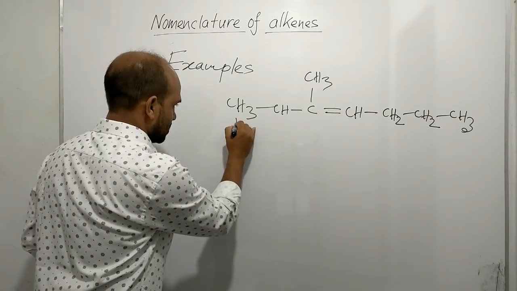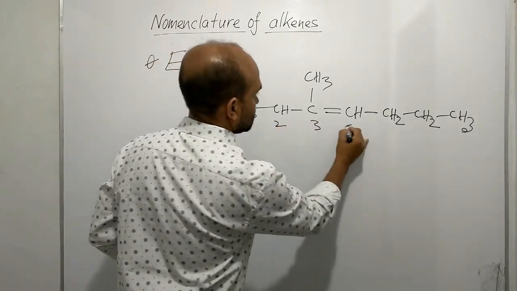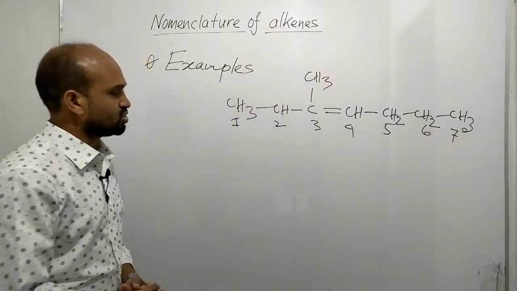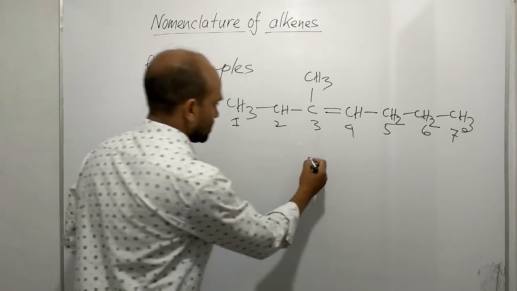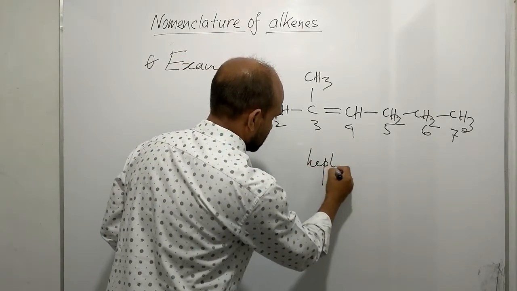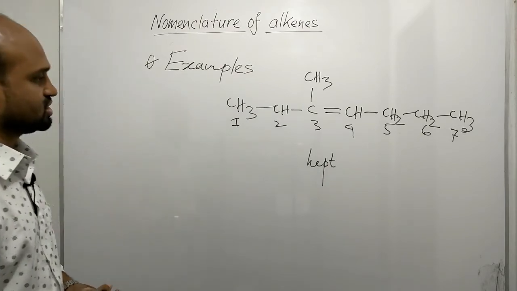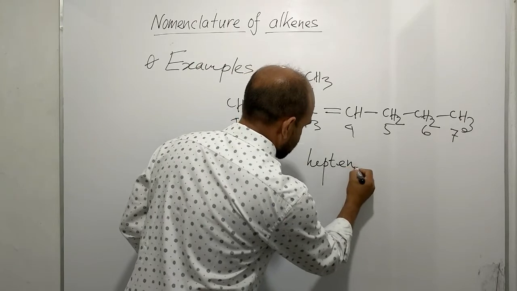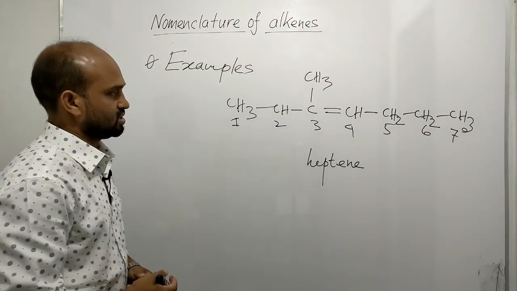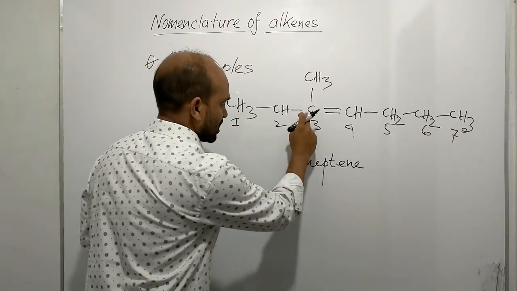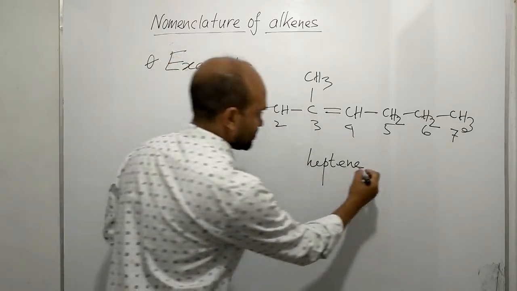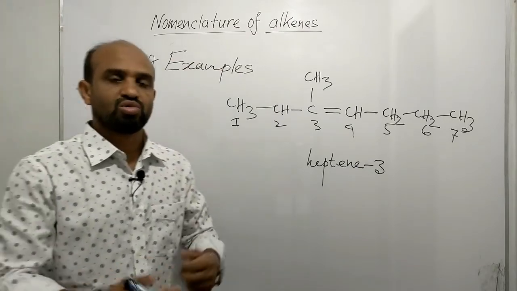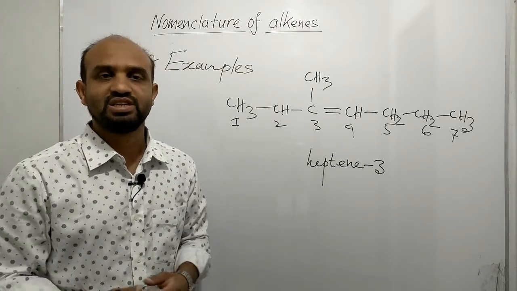Now it is numbered 1, 2, 3, 4, 5, 6, 7. 7 carbon atoms. What is the word root here? Hept. Hept. 7 carbon atoms. Word root is here hept, and suffix is here ene, heptene, and with carbon 3 double bond, so heptene 3, or we can write 3-heptene, or we can write hept-3-ene.